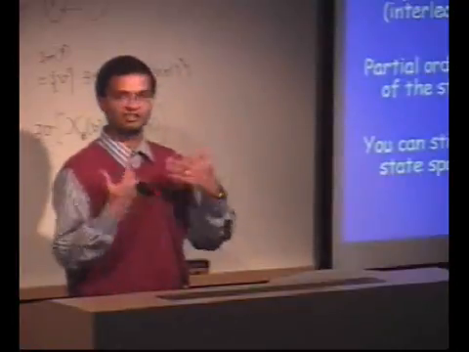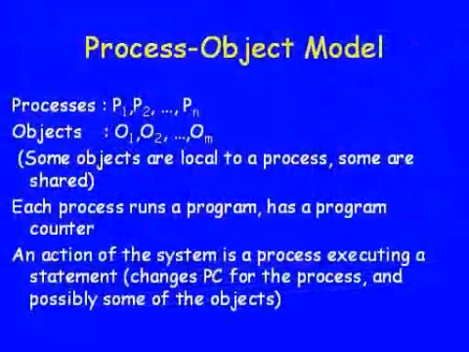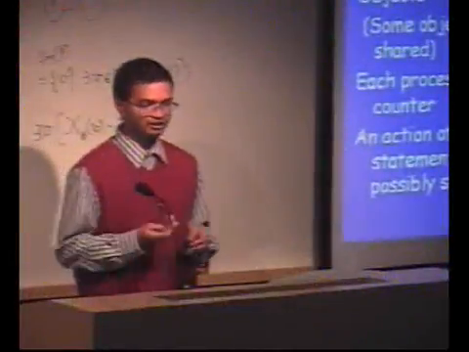But how are you going to do that? You're going to use the structure of your program to do that. Right? So the process object model is what partial order people usually use. And there you have a bunch of processes and a bunch of objects. And each process runs a program.